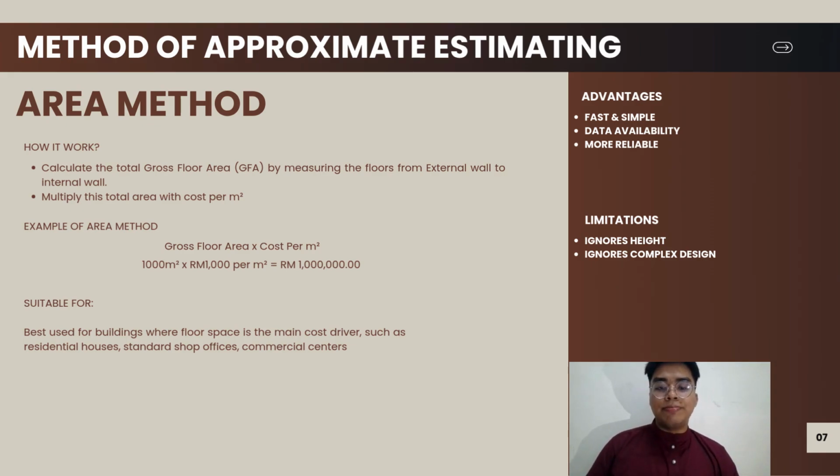This method is best and suitable for structures where floor space serves as the primary cost driver, such as residential houses, standard shop offices, and commercial centers. Looking at the advantages, it is fast and simple. It is easy to calculate because it only requires basic floor dimensions and a straightforward multiplication formula.